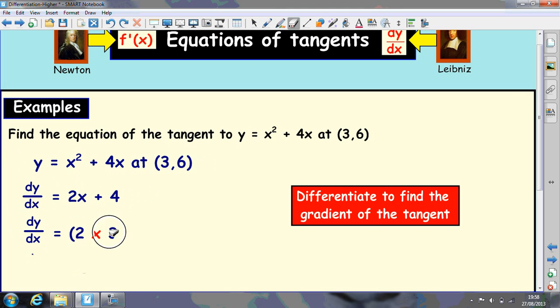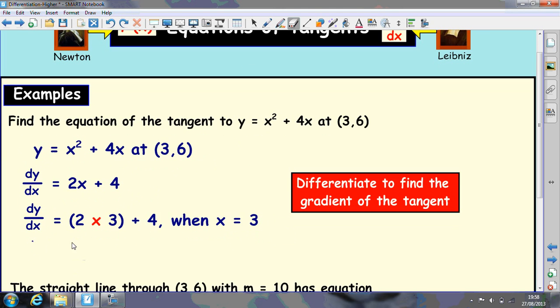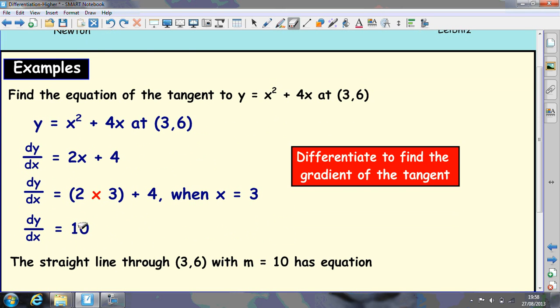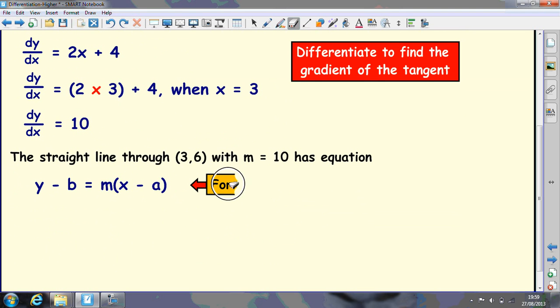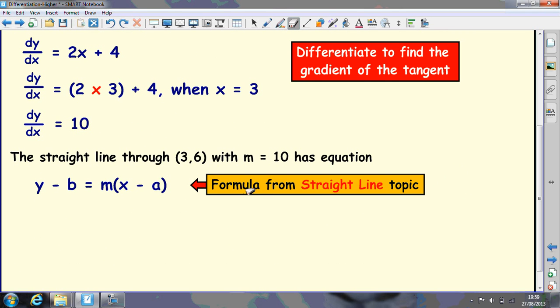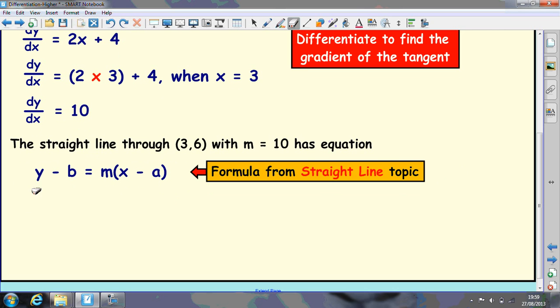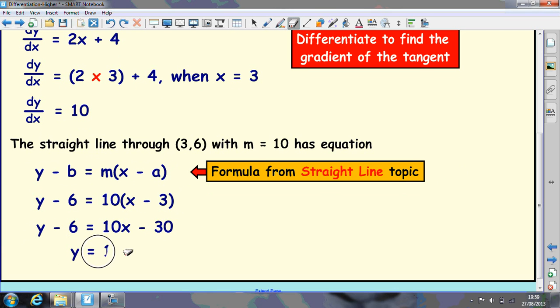So dy/dx = 2 × 3 + 4, when x = 3, and that comes out to be 10. We now have our gradient here, and we have our point, and we can use y - b = m(x - a) from the straight line topic. So y take away 6 from here equals 10, x take away 3 from there. Multiply this out, and then add the 6 to get your final answer. That's the equation of your tangent.